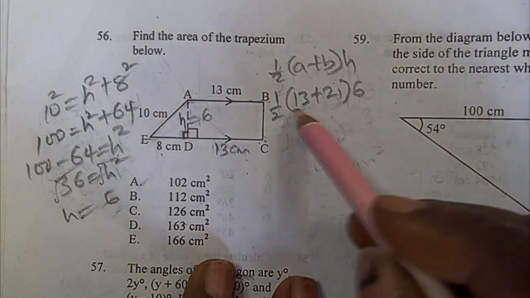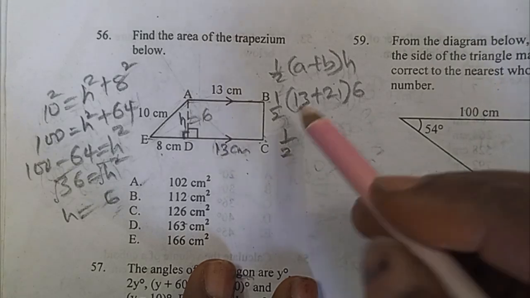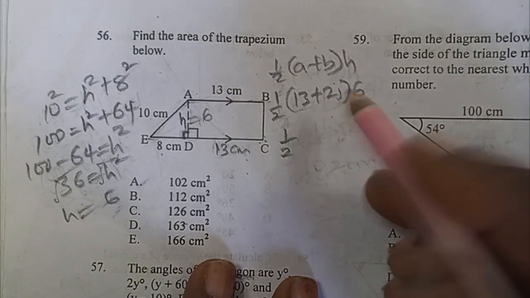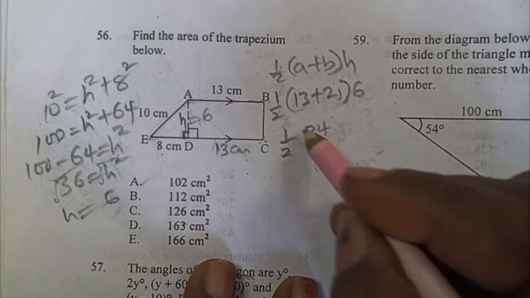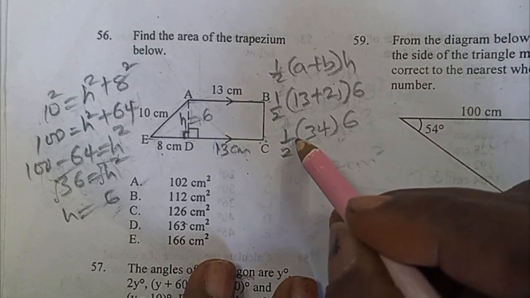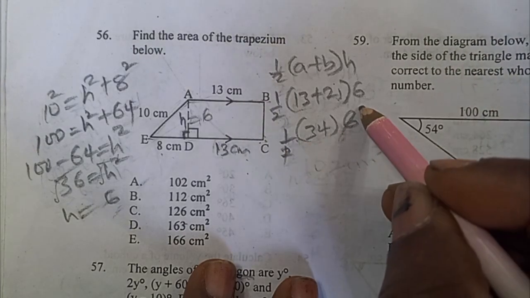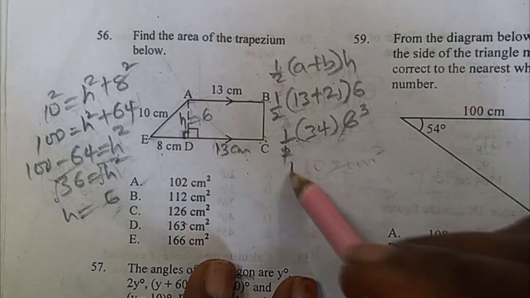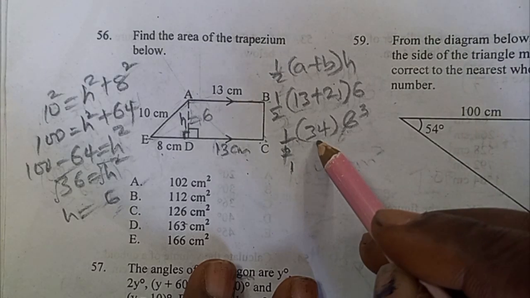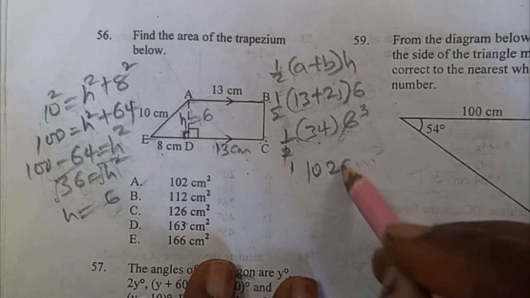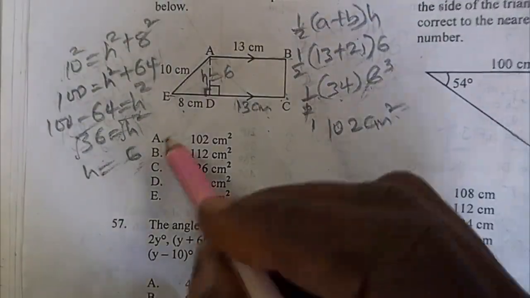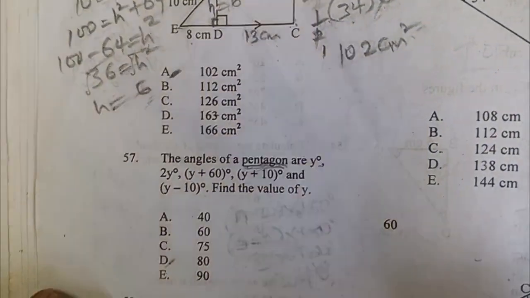So bracket first, according to BODMAS. So we are adding this first. 13 and 21 will give us 34. So since bracket means times, I can cut my work. 2 here, 1, 2 here, 3. So 3 times 34 will give us 102 centimeter squared. Option A. So this is pentagon.